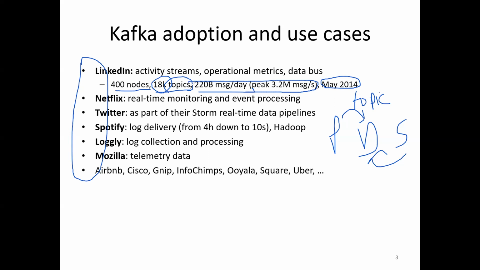So all of these are very old figures. So you can say it's maybe 500 billion messages per day right now. And peak messages, maybe like 50 million messages per second, considering how many people are now using LinkedIn. Netflix, obviously, it's like a movie, real time. Netflix is streaming, right? So real time monitoring and event processing is required by the Netflix authorities.